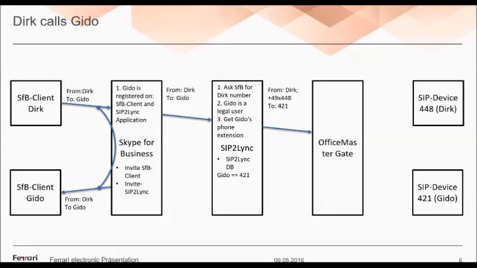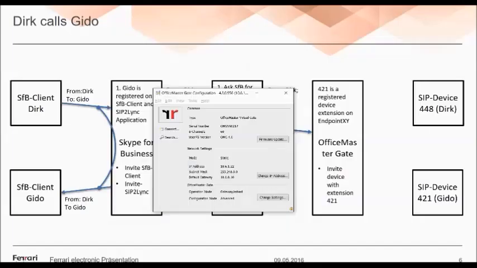So I give the call to SIP2LYNC, SIP2LYNC escalates the call to Office Master Gate and modifies the information. We still have the name in it, Dirk is calling, we add the number so the device is able to call back the person, and we say the destination is 421. And the Office Master Gate is looking to the local register. The local register will see, okay, 421 is a registered device on this extension with this endpoint, this IP address, and this port.